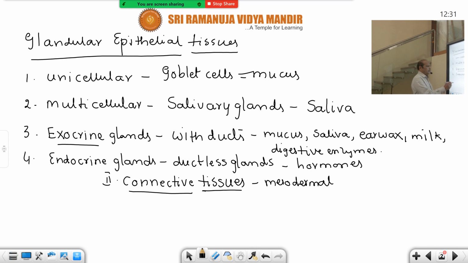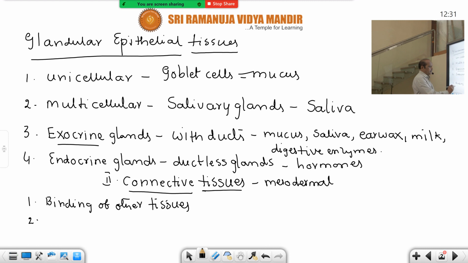Now connective tissues, the name is so given because it is the tissue which binds the other tissues. That's why it is called connective tissue. Even organs are bound and packed by these connective tissues. If there is no connective tissue, organs are freely left in the body, so there is no support.